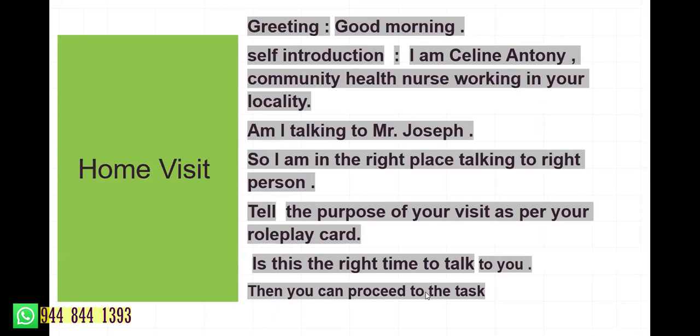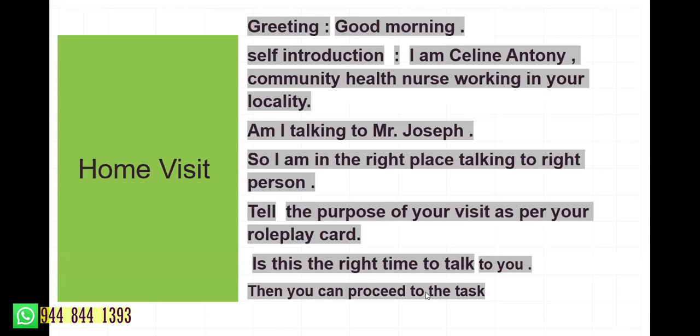So, good morning, and we'll be introducing ourselves, like, I'm Saleen Antony, one of the registered nurses working in this community health center, or a community health nurse working in your locality. Here we have to ask whether we are talking to the right person. So we just ask, am I talking to Mr. Joseph? The patient might say, yes, I'm Joseph.